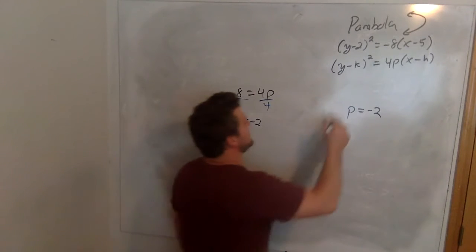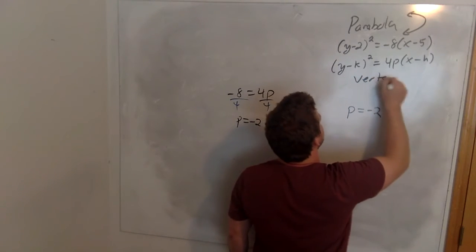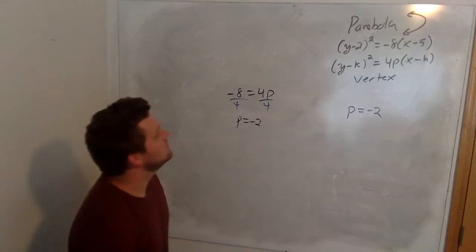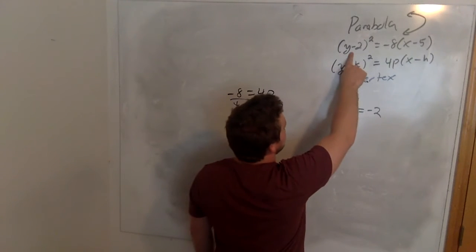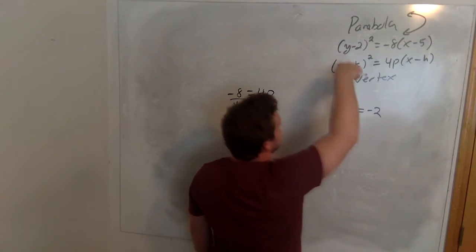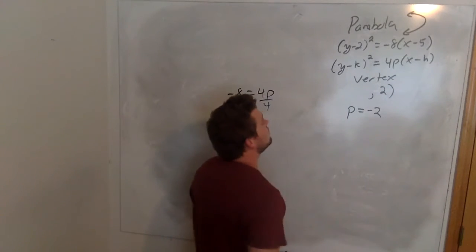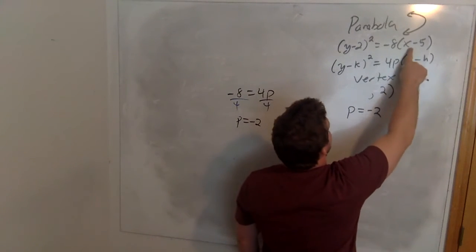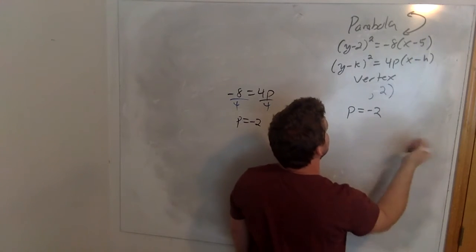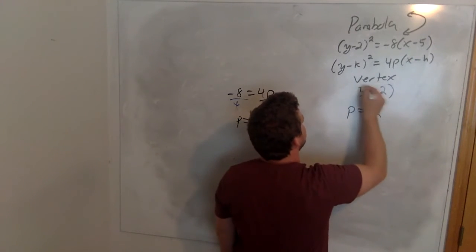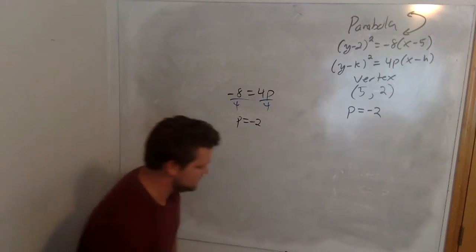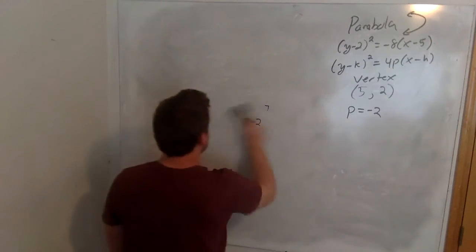Okay, what will our vertex be? Well, we're subtracting 2 from y, so that's going to shift us down 2 units, so the y coordinate will be 2. We are subtracting 5 from x, that's going to shift it to the right 5 units, so the vertex will be at 5, 2, and our p is -2.